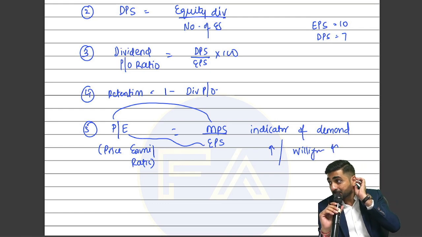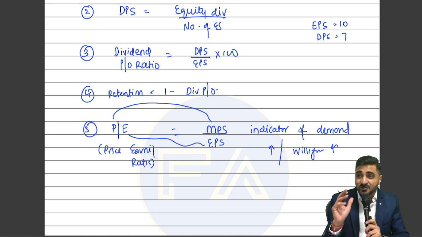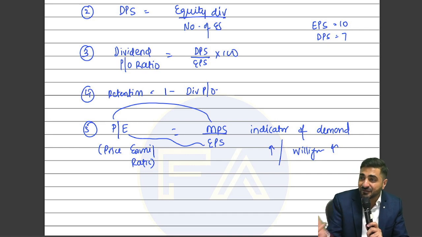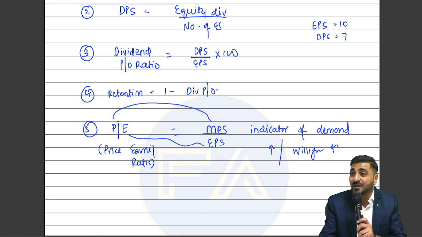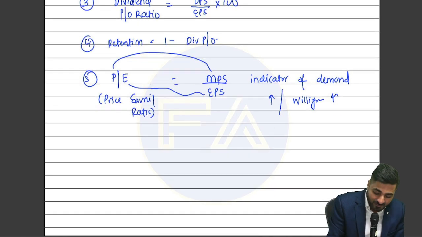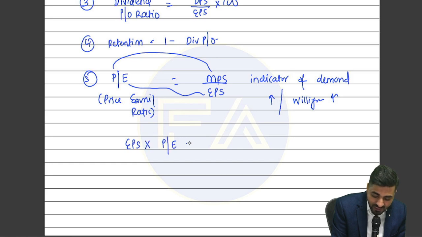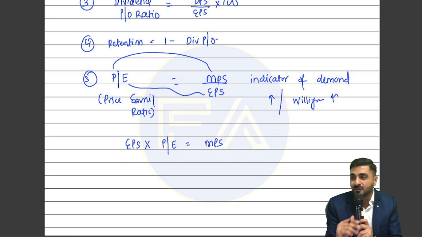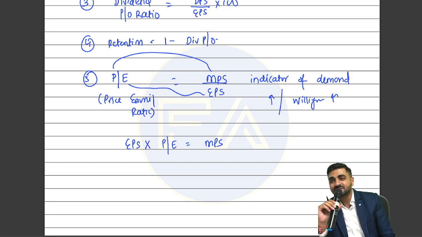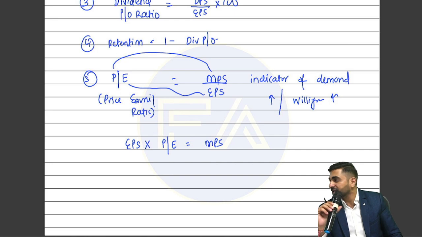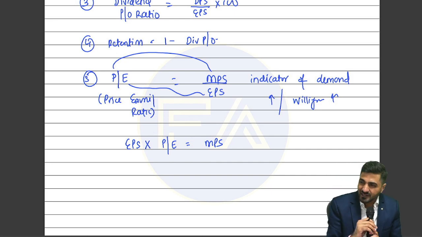So P/E ratio is MPS upon EPS. But one more advantage of the P/E ratio is you can also use it to estimate your market price if EPS is given. In subsequent chapters, you will see that there is EPS. Can I say I can take EPS and multiply that by the P/E ratio to get the MPS? Yes. Okay. Last few ratios now.